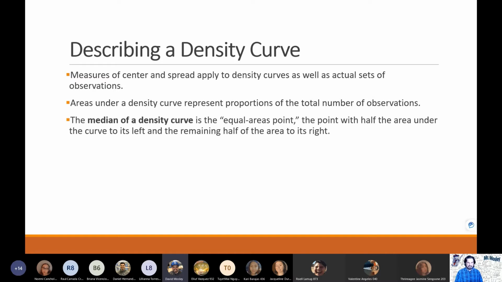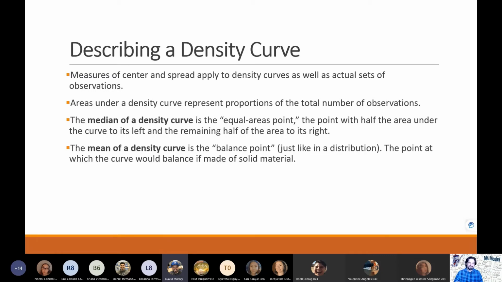The median of a density curve is the equal areas point, the point with half the area under the curve to its left and the remaining half of the area to its right. And this makes sense based on how we've looked at median within distributions. It's that middle point, half on one side, half on the other side. The mean of a density curve is the balance point, just like in a distribution, the point at which the curve would balance if made of solid material.